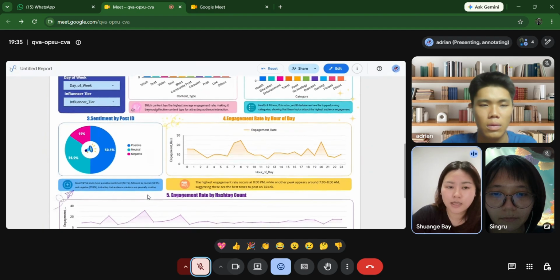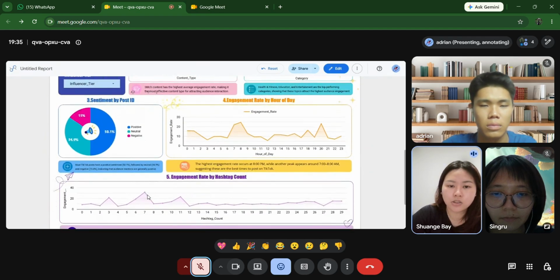This is a good sign because it means audiences are generally open to engaging with TikTok content. For Ahmad, sentiment is important because it helps him understand how people feel about the content. If the sentiment is positive, it means the content is likely enjoyable, helpful, or meaningful.